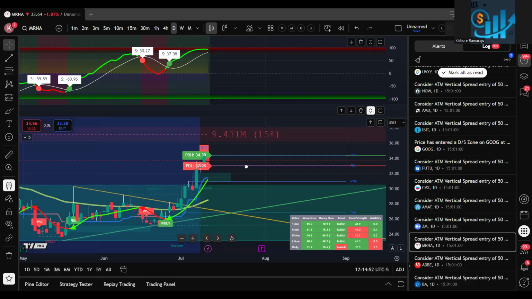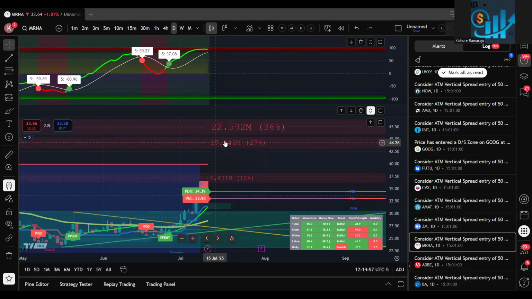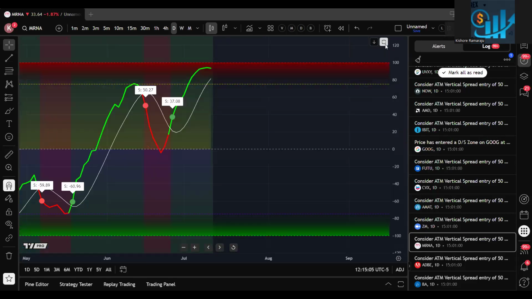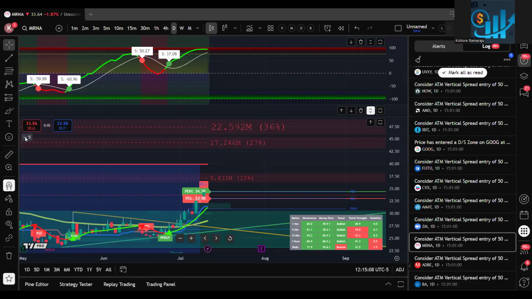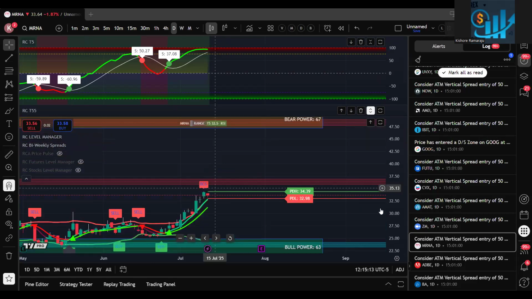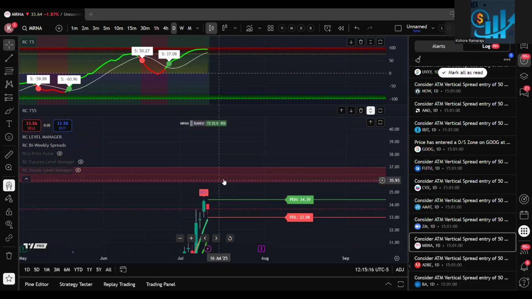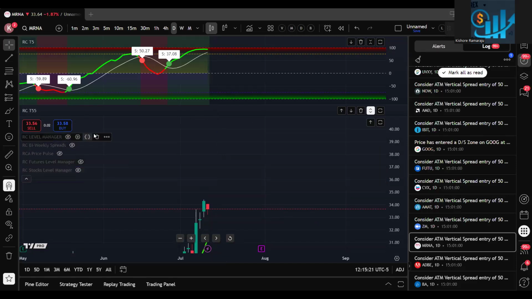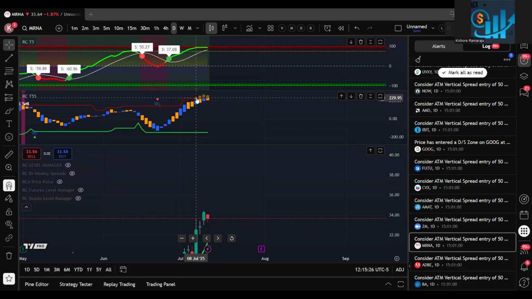Yeah, around 38, 39. You can see around 10 million sell blocks, 17 million sell blocks, 22 million sell blocks, and T5 went all the way to the top, right? It is overbought now. In the same way, right here, it shows there is a huge sell block here, right? If I go and check my T55, this shows that price went all the way to the top, and we can see the dots here. That means at any point of time, we can see a major drop.